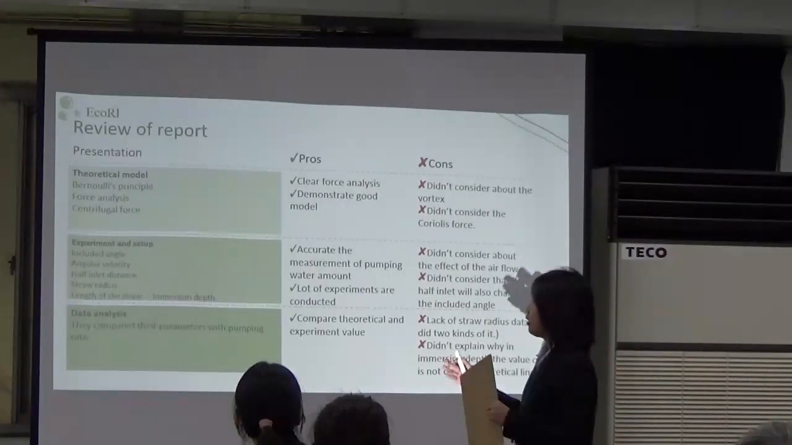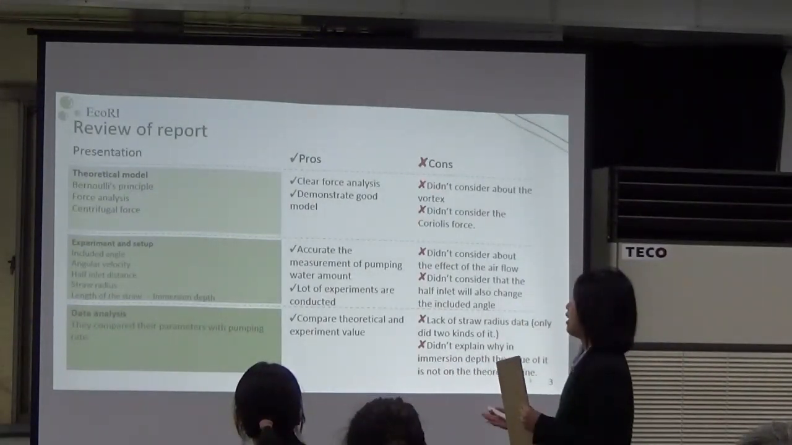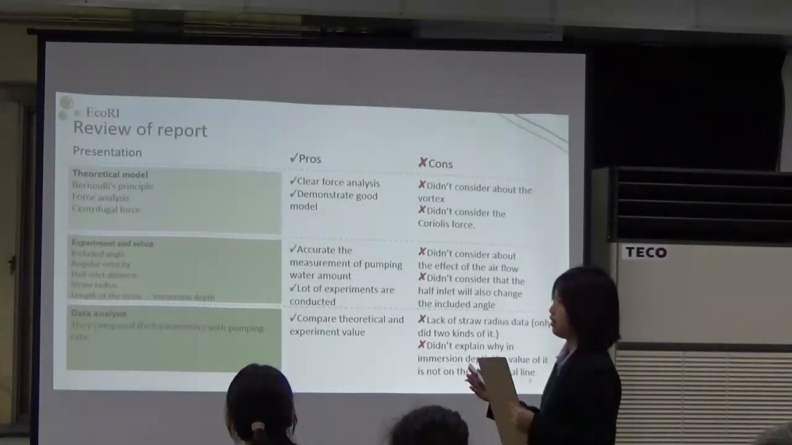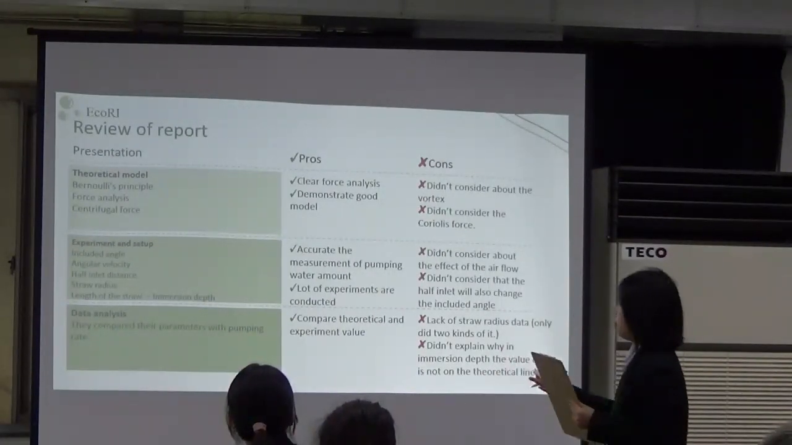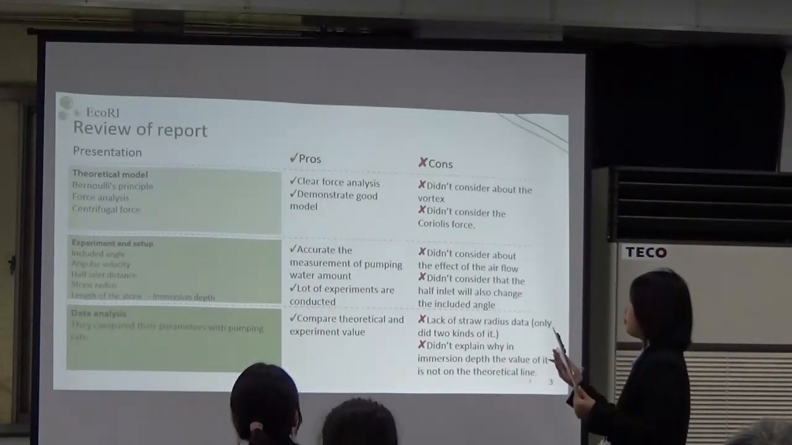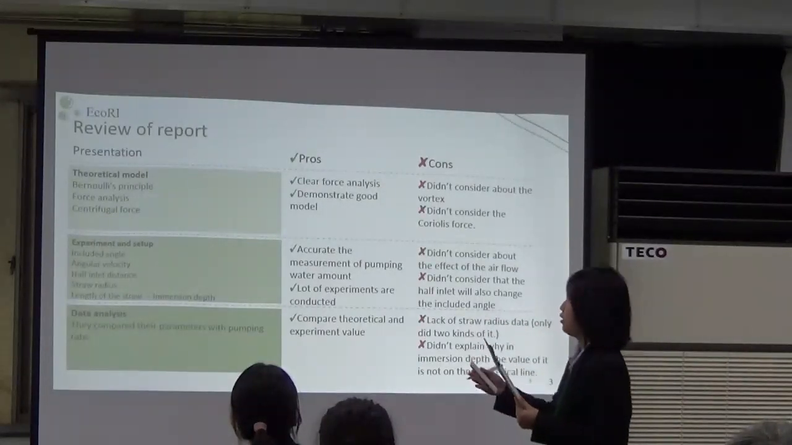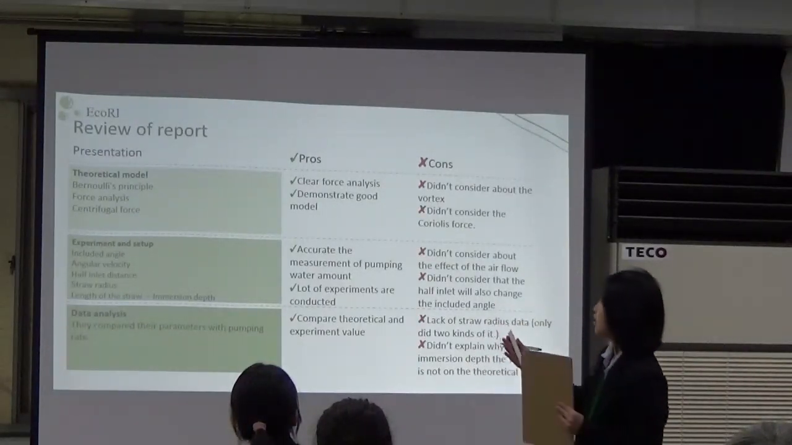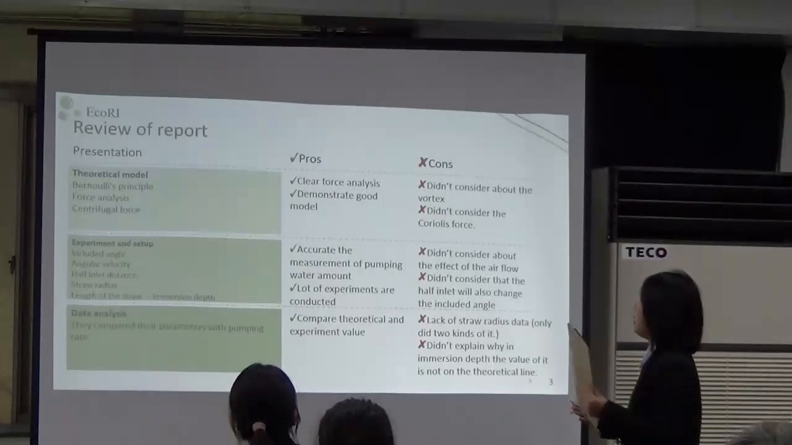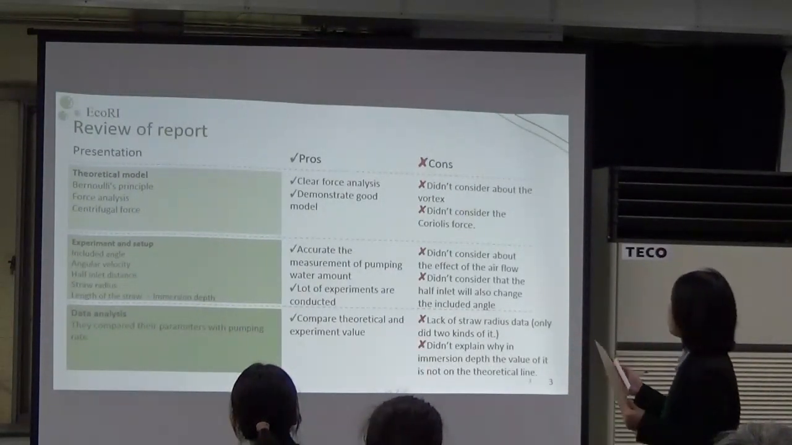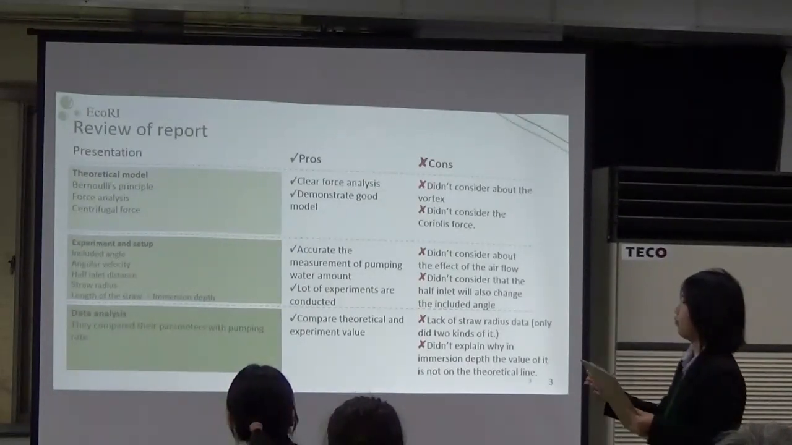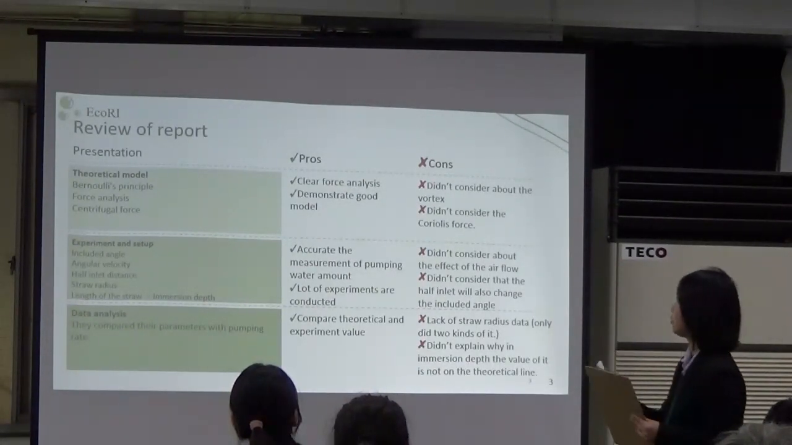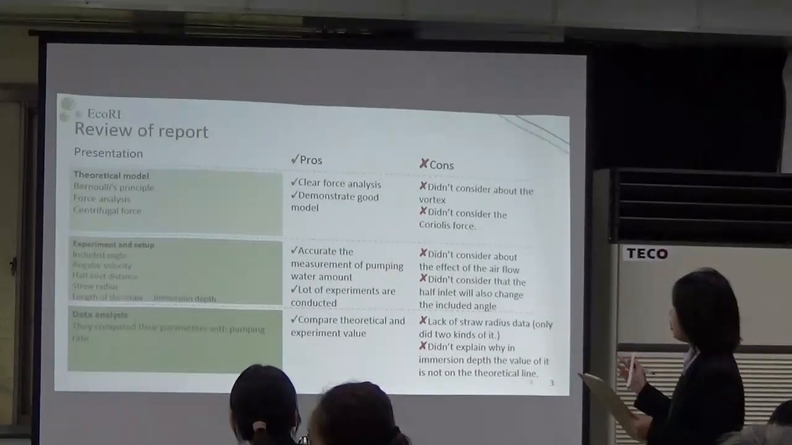From the theoretical model, they use Bernoulli's principle and force analysis about the centrifugal force. And they use a lot of formulas to fix Bernoulli's principle, which can only be used in the ideal situation. The pros: they have a clear force analysis and demonstrate a good model. But the cons: they didn't consider the vortex, which will form when the straw is rotated, and didn't consider the Coriolis force.